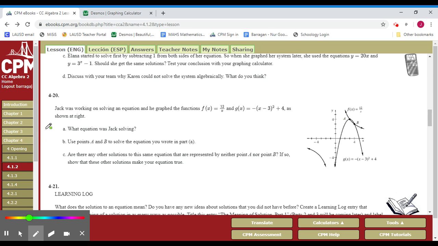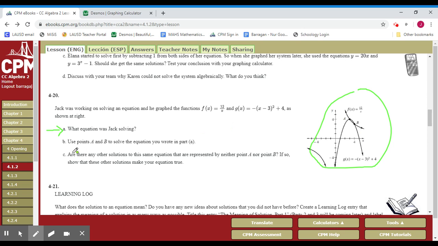in this problem. So what are they saying? What equation was Jack solving? So let's say he graphed this. He got this graph. We're talking about these two functions. So what equation is he solving in this case? Okay, so respond to that question. What is happening here, and what is he solving?